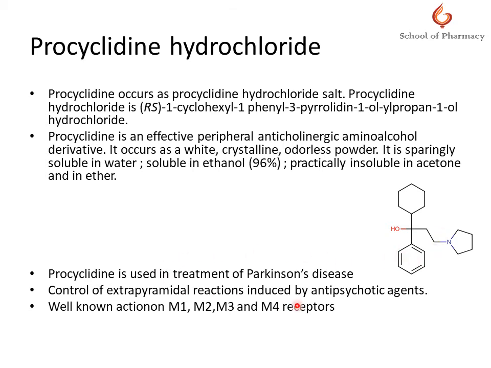A very important use is in Parkinson disease, but along with Parkinson disease, it is also used to control the extrapyramidal reactions which occur because of antipsychotic agents. It has well-known action on the M1, M2, M3, and M4 receptors. It is very selective for these four receptors: M1, M2, M3, and M4. Now, how can we synthesize this procyclidine?